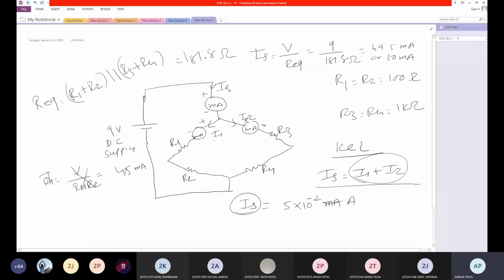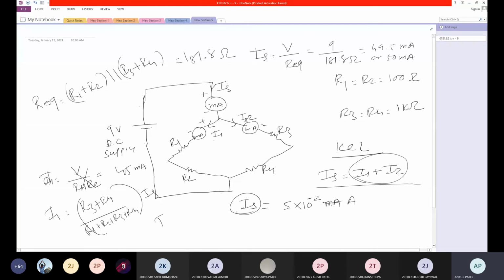You know the current divider rule? Consider this a parallel circuit. For finding I1 according to the current divider rule, take the opposite side resistance: I1 equal to (R3 plus R4) divided by (R1 plus R2 plus R3 plus R4) into IS. So you'll get this 45 milliampere.